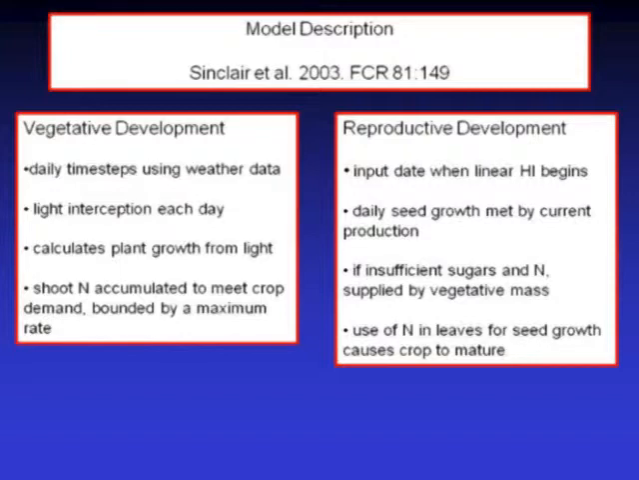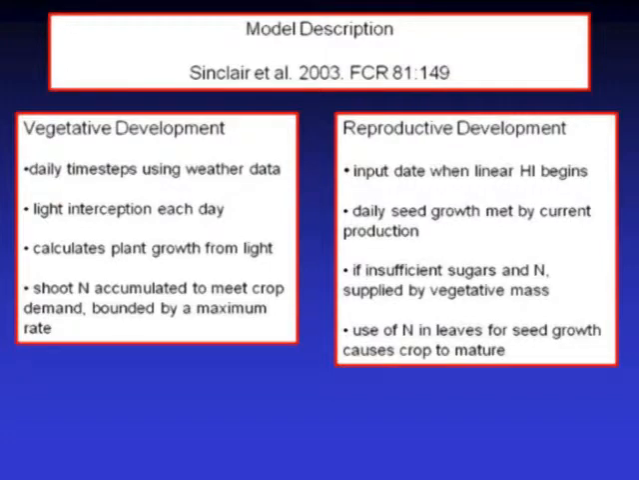During reproductive development, it's a little bit different. We have to put in certain inputs for the model. These include the date when the linear harvest index began and when seed growth begins. That's an input that we give. Daily seed growth is met by the current production of photosynthesis and nitrogen accumulation. But if the crop runs out of nitrogen and photosynthate sugars during seed growth, it's supplied by breaking down the vegetative part of the plant and sending it to the seed. And this use of nitrogen from the leaves to meet seed growth causes the crop to senesce.